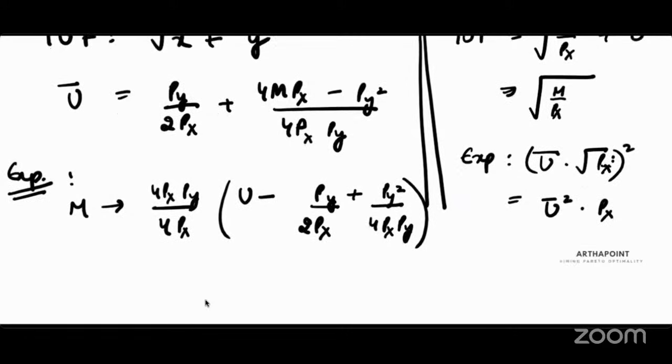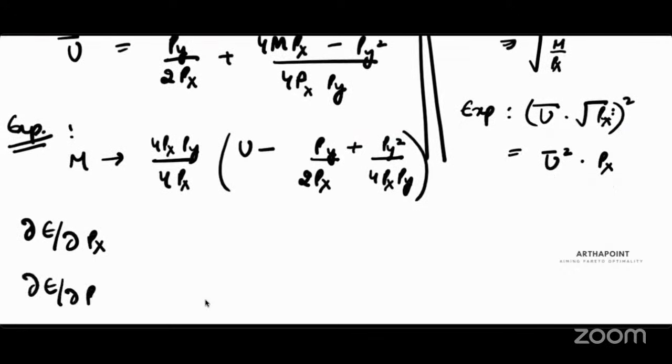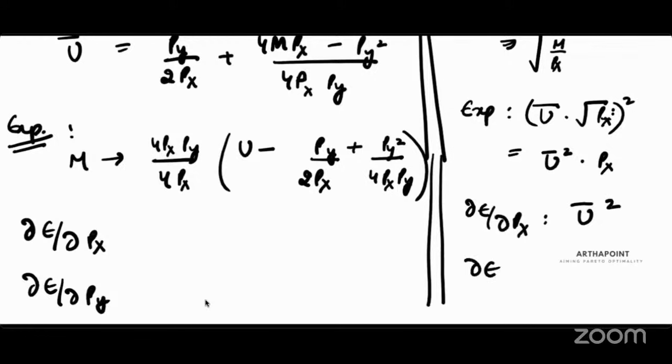And then you can use your Shepherd's lemma and find del E by del Px and del E by del Py. Here also you can find it. Del E by del Px will be u bar square. Del E by del Py will be 0. And here you can solve for it and you'll get an answer here and an answer here. This is simple differentiation.